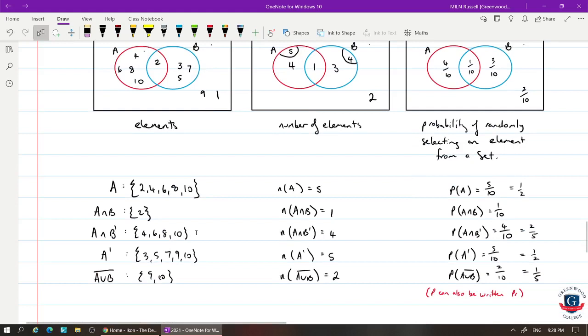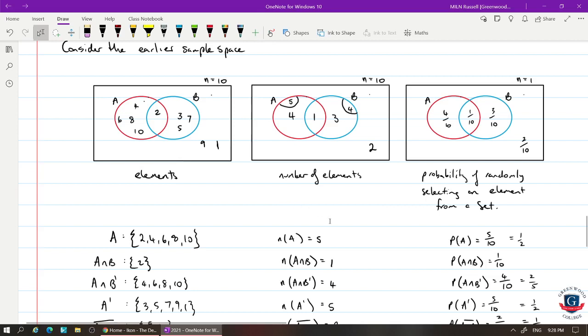So there's a little bit of an error there. I can get rid of that 10, make it 1. There we go. And everything not in A union B would be 9 and 1.